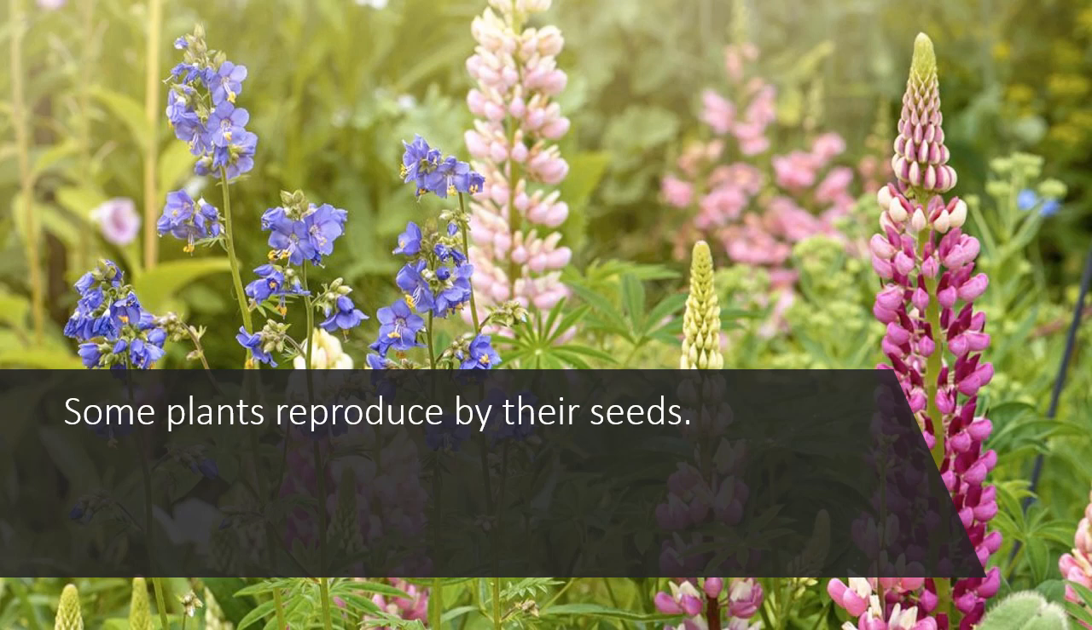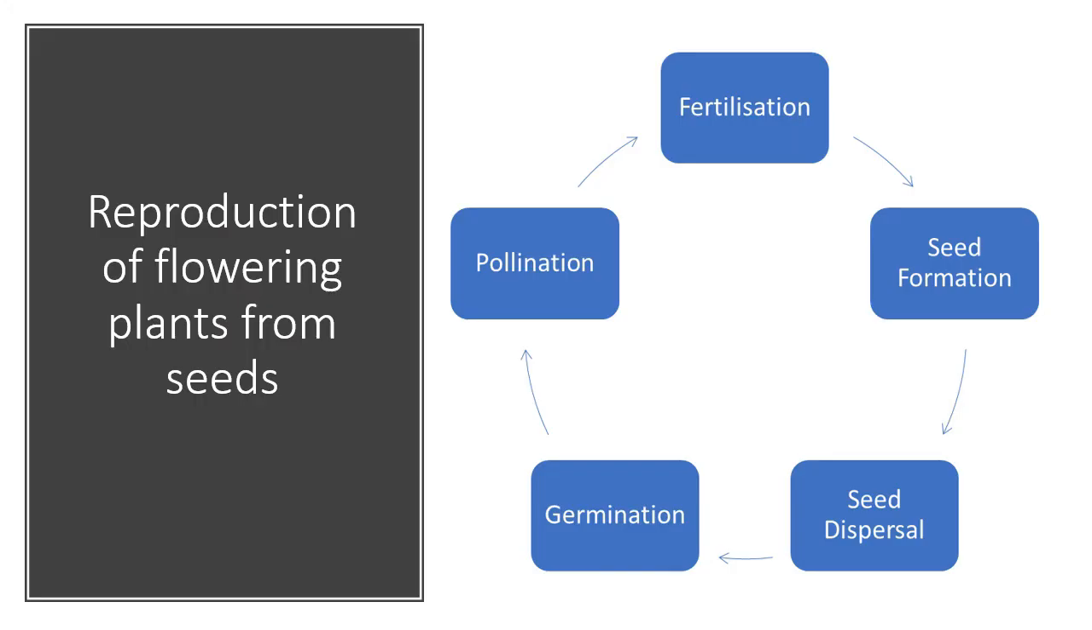Some plants reproduce by using their seeds. These plants are what we call flowering plants. Again, flowering plants reproduce by their seeds. There are some stages included. This is the stages in the flowering plant's reproduction. This will tell us how they form the seeds and how the seeds grow into a young plant.